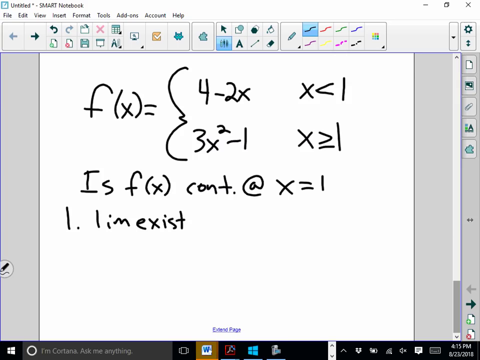So we want to know if the limit exists at x equals 1. I chose 1 because that's where the breakpoint is on this graph, right? That's where we switch from 4 minus 2x to 3x squared minus 1. On your AP exam, you may have to prove a piecewise function is continuous, and you're going to have to very thoroughly explain this. You must show that the limit exists, and you must do it by using the right and left-hand limits. So let's start with the left-hand limit.